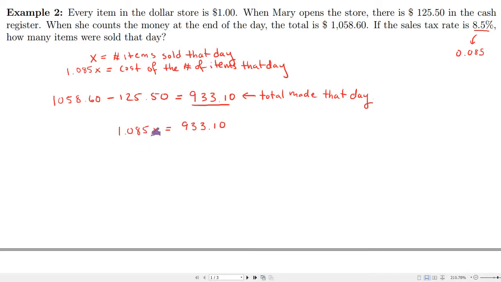So how do we solve for x? Well, all we have to do is just divide both sides by 1.085. And if you check this, this will be 860. Okay, so again, remember the last step of the strategy is once you solve this, you want to answer the original question. So how many items were sold that day? This is the number of items that are sold that day. So 860 items.